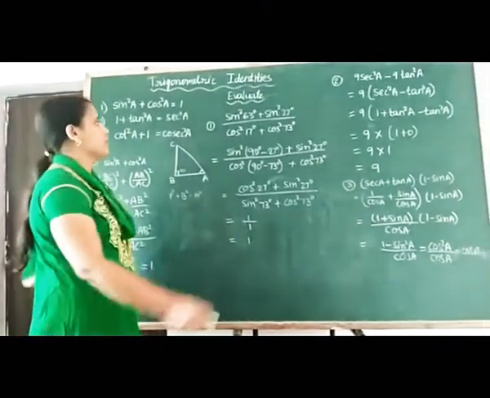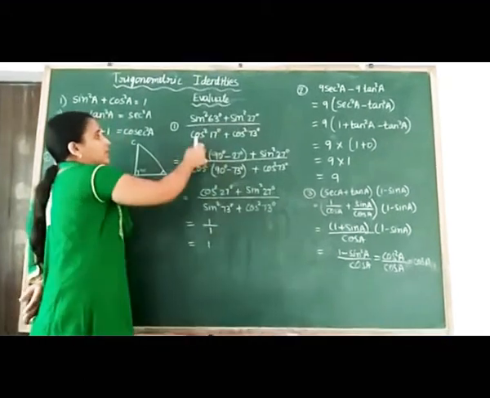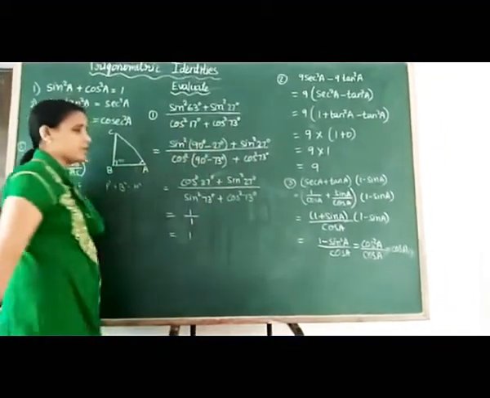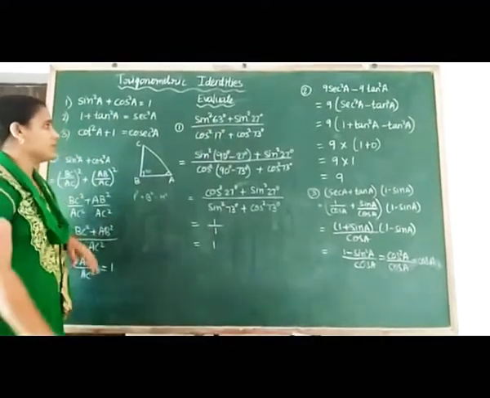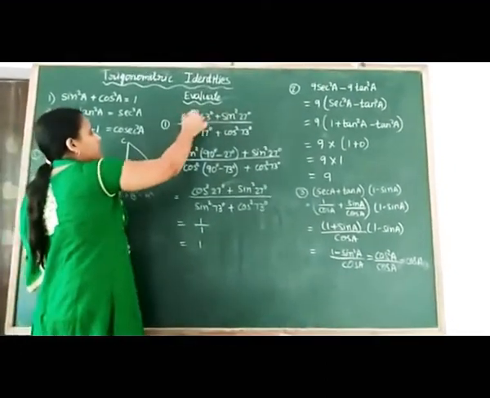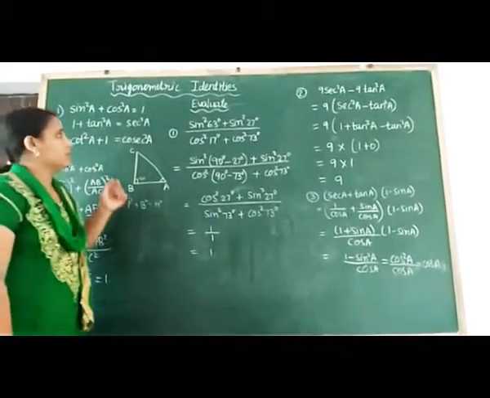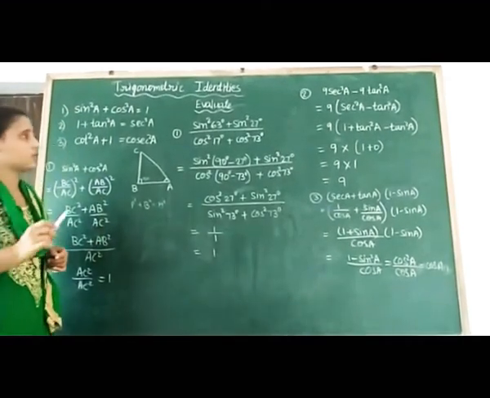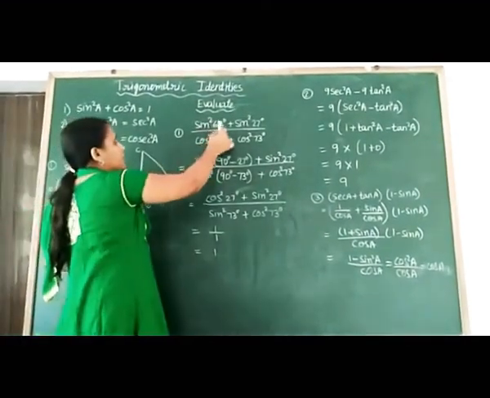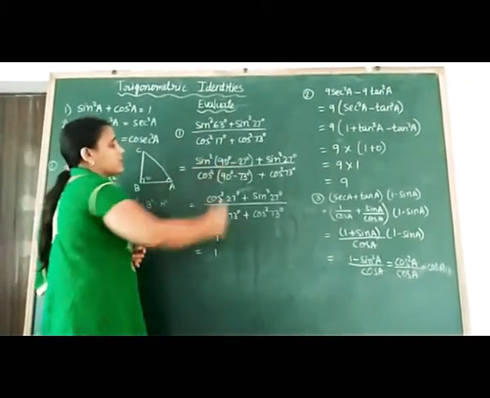Let's come to the sums. First question is: evaluate sin square 63 plus sin square 27 upon cos square 17 plus cos square 73. We don't know the values of these special angles, so what we do is convert sin into cos and similarly cos into sin. You have studied sin A is equal to sin 90 minus A is equal to cos A. So I will write this angle 63 degree as 90 minus 27. This will become sin square 90 minus 27.